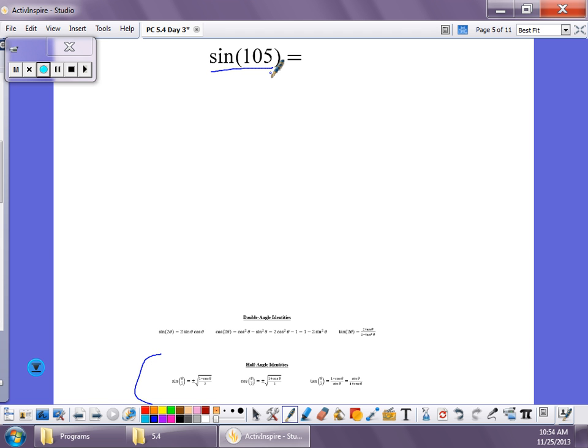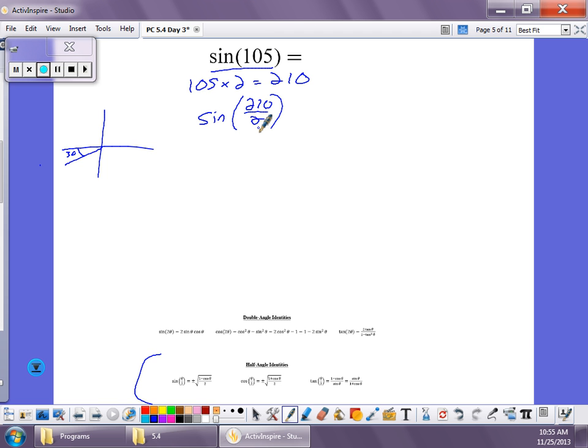So what we need to do is multiply it by 2 and see if that makes an angle that we do know. So 105 times 2 would be 210. And we do know the reference angle of 210. That's in the third quadrant with a reference angle of 30. So now we can put this in our half angle formula, 210 over 2, which is essentially the same thing as 105. 210 over 2 is 105.